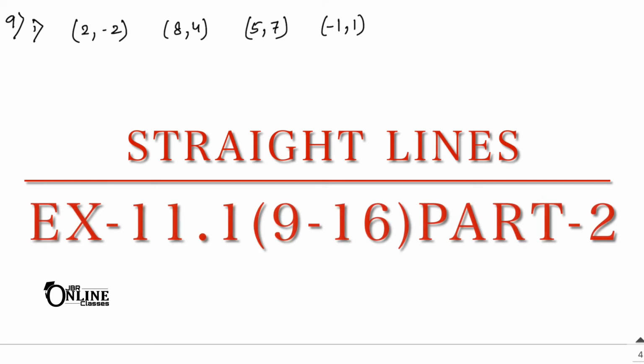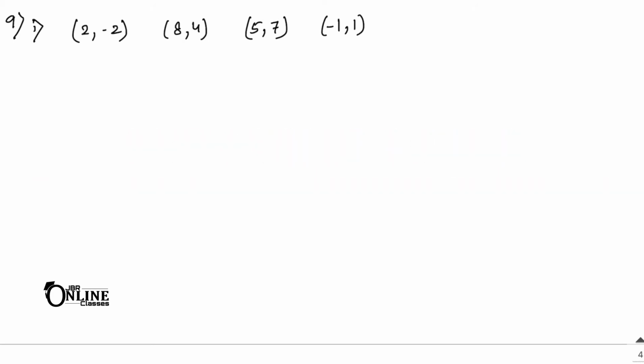Hello everyone, so this is part 2 from exercise 11.1, and in this video I'm going to start from sum number 9. For the previous part, please check the description box, the link will be there. So here in sum number 9.1, these four are the vertices of a rectangle. You have to prove that.